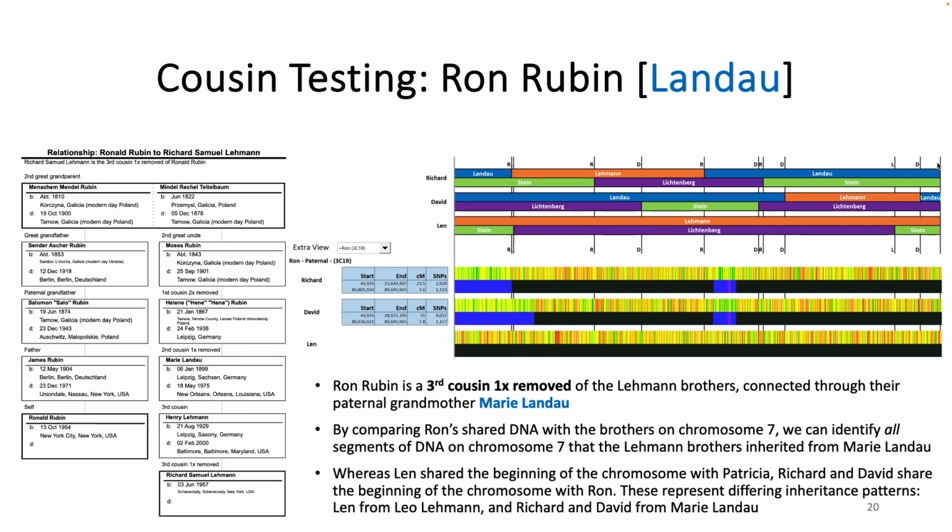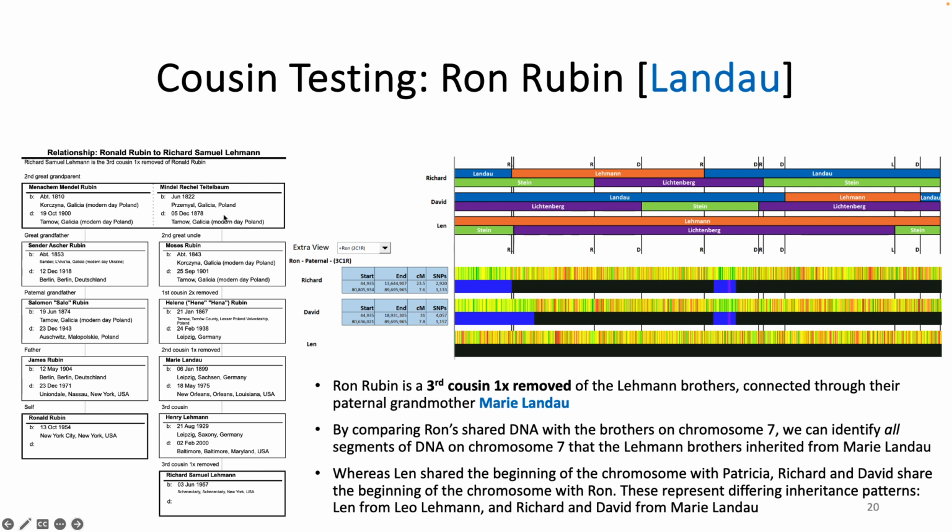Let's see another example. Now we're switching to the other paternal grandparent. Again, you don't only need to have one from each side, but the more the merrier in order to have confidence that you've executed this correctly. So here we have Ron Rubin. He's more distant. He's a third cousin once removed of the Lehmann brothers, and he's connected through the paternal grandmother, Landau. So he is part of this paternal grandmother, he's a blue cousin.